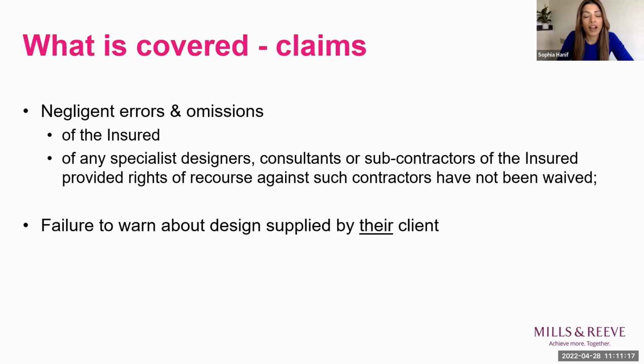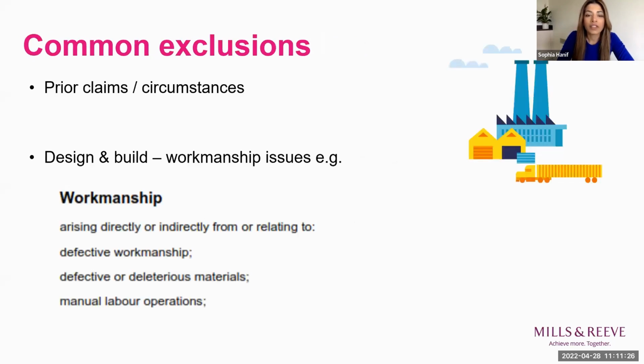The insured will be covered for any failure to warn the client of any inadequacy or deficiency in any design supplied by their client. So that's what's covered. Now moving on to things which aren't covered, i.e. the exclusions. So let's start with prior claims.